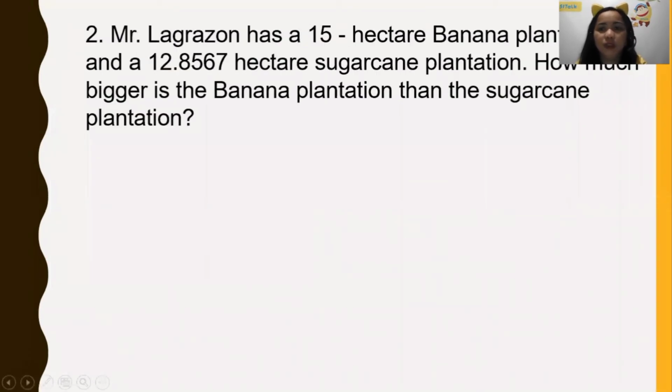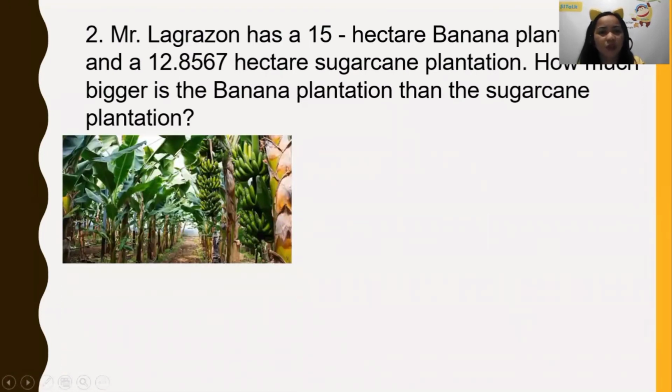Next, problem number 2. Mr. Lagrazon has a 15-hectare banana plantation and a 12 and 8,567 10,000 hectare sugarcane plantation. Ang yaman naman ni Mr. Lagrazon. How much bigger is the banana plantation than the sugar cane?